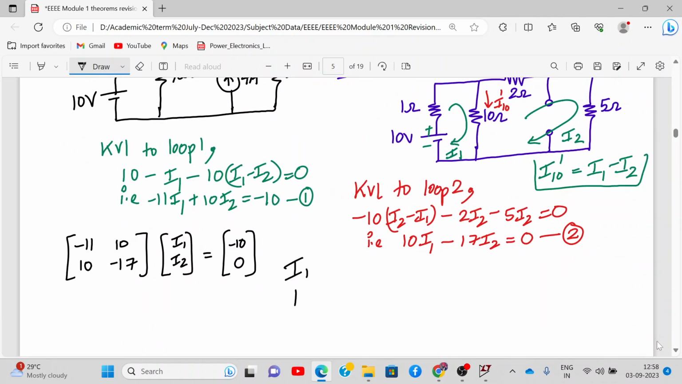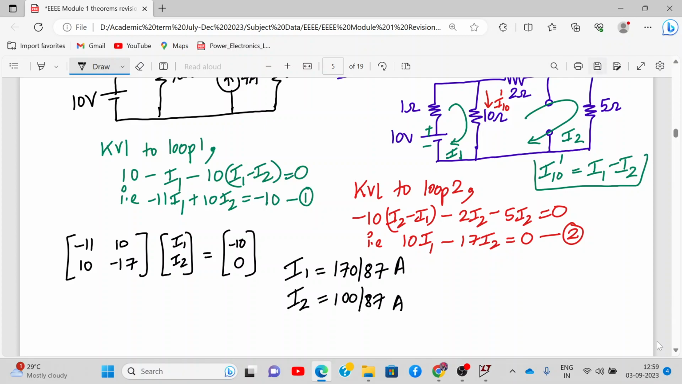Anyone? Okay, I'll wait for your answers. Have you all completed? Yes, sir. I1 is 170 by 287. No, not 287, it's 170 by 87 and 100 by 87.